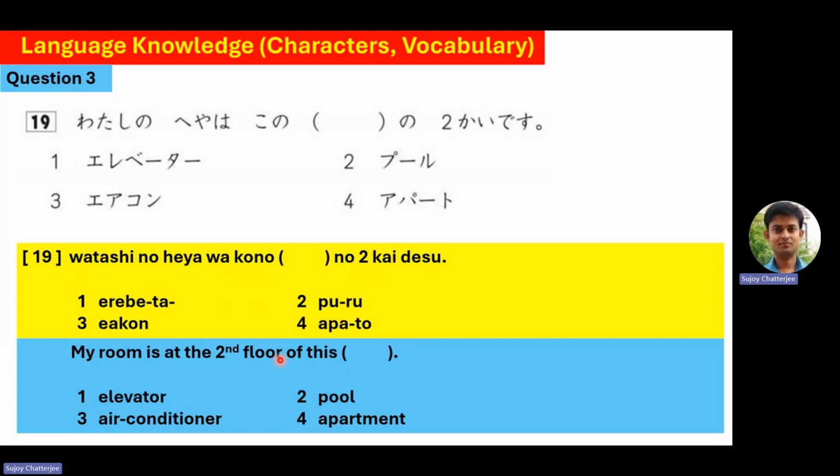Now, room, where will a room exist? Will it exist on the elevator? No. Will it exist on the pool? No. Will it exist on the air conditioner? No. Will it exist on the apartment? Yes. So it will exist in the apartment. So apato. Watashi no heya wa kono apato no nikai desu. My room is on the second floor of this building. So apato is the correct answer.